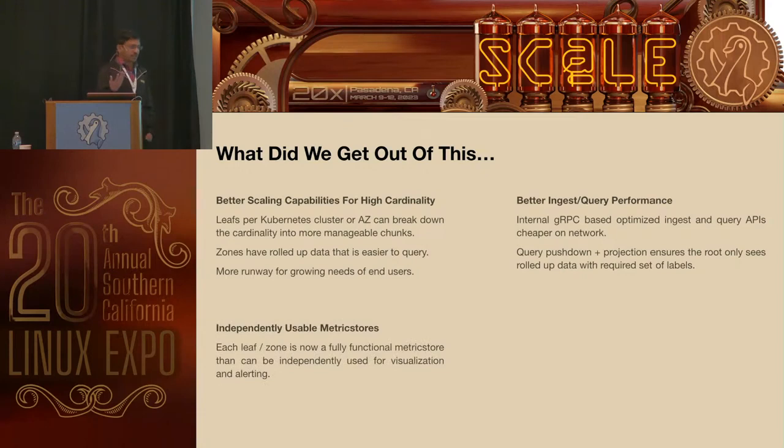We have independently usable metric stores. So as you had seen in the architecture, the leaf is its own independent entity, meaning that you can do a lot of short circuit monitoring within the Kubernetes cluster itself. You don't need to go through the network. And you can also set up alerts, and you can even build dashboards that are independent of the centralized entity. So an outage in the root does not necessarily prevent you from observing what is going on in the zone or the leaf.